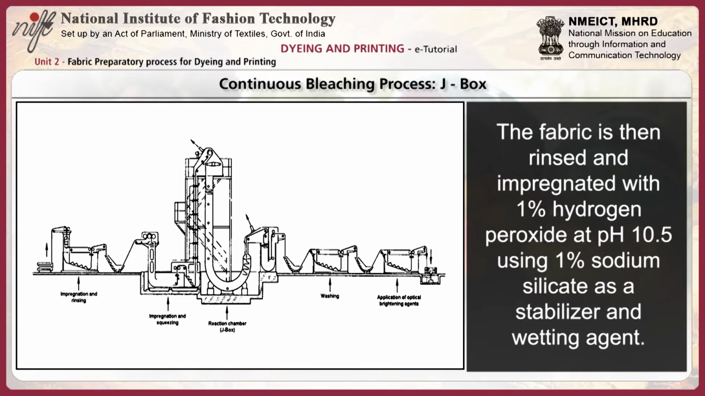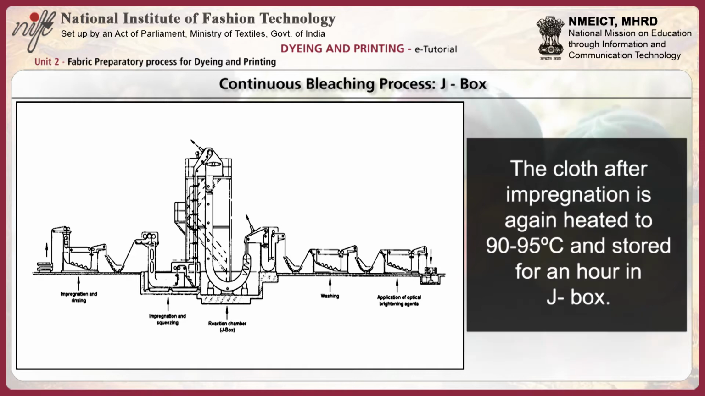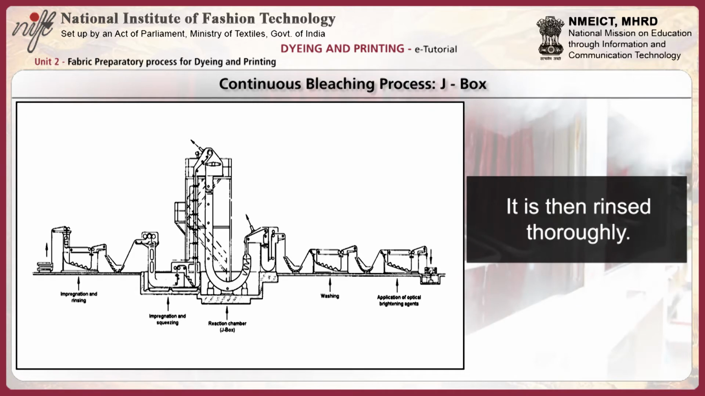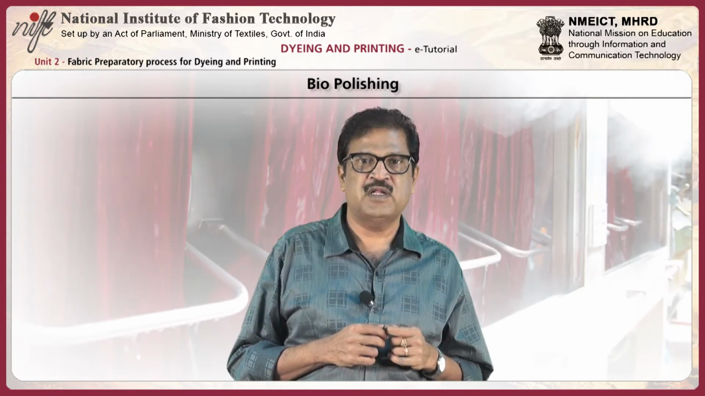The fabric is then rinsed and impregnated with 1% hydrogen peroxide at pH 10.5 using 1% sodium silicate as stabilizer and wetting agent. The cloth after impregnation is again heated to 90 to 95 degrees centigrade and stored for an hour in the J-box. It is then rinsed thoroughly.